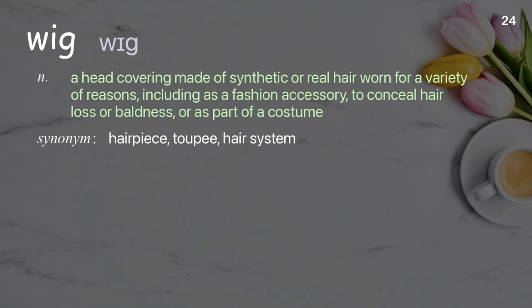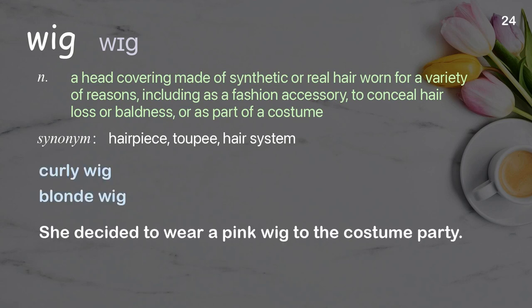Wig. A head covering made of synthetic or real hair worn for a variety of reasons, including as a fashion accessory, to conceal hair loss or baldness, or as part of a costume. Examples: curly wig. Blonde wig. She decided to wear a pink wig to the costume party.